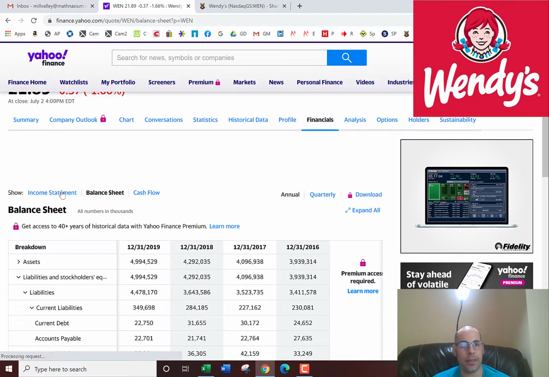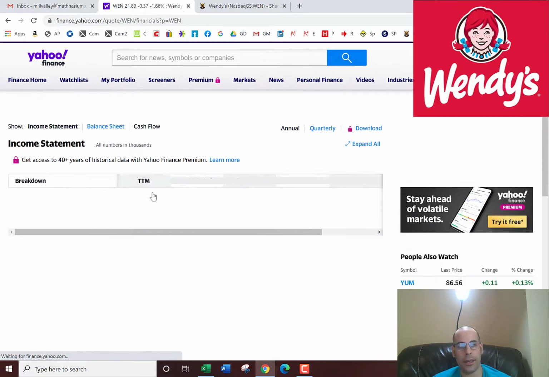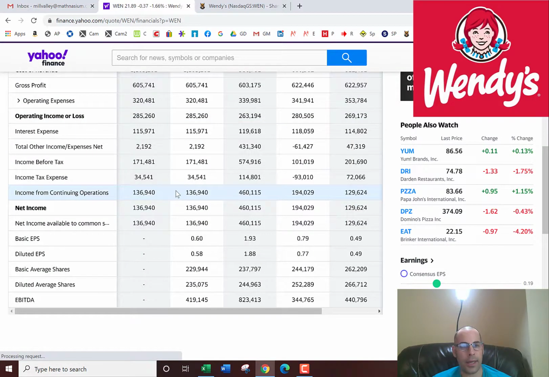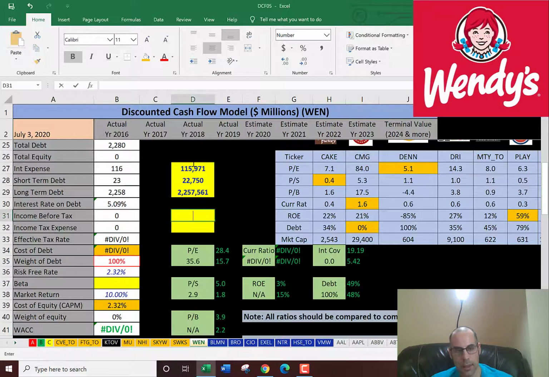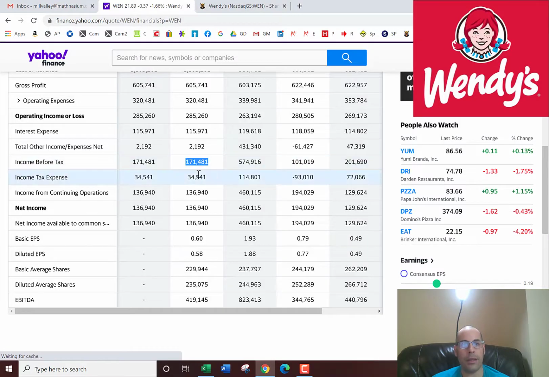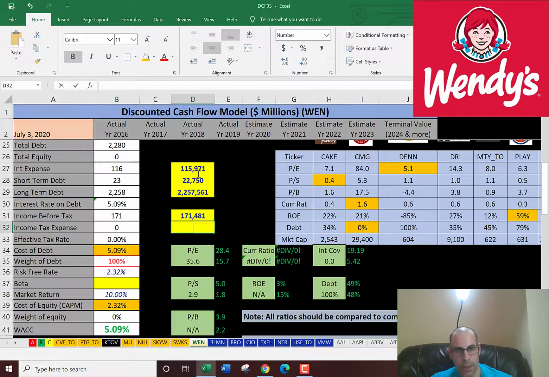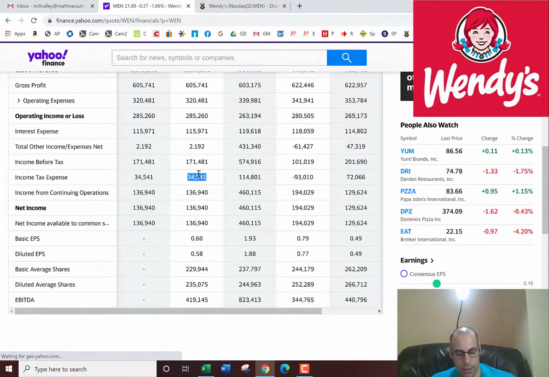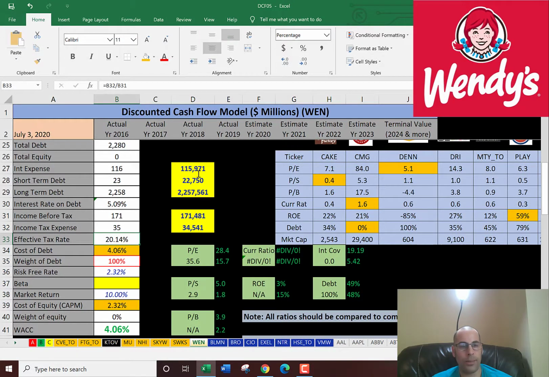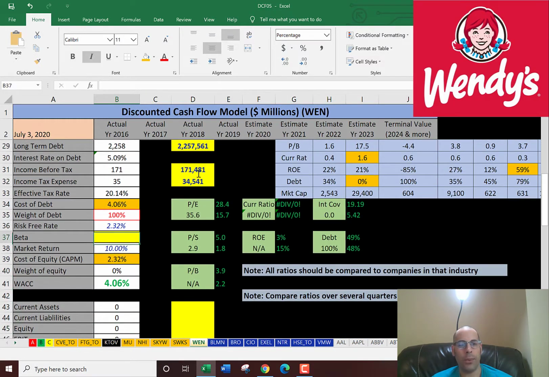Interest is tax deductible. So let's go back to the income statement and get their effective tax rate. So the income before tax is $171 million, and the income tax is $35 million. So they pay 20% in taxes. So the cost of debt is 4.1%. And the cost of equity, we need the beta for that.